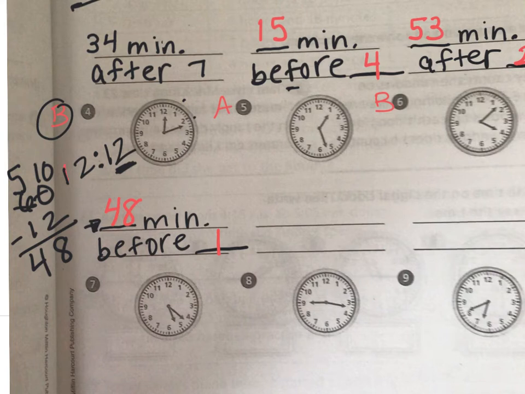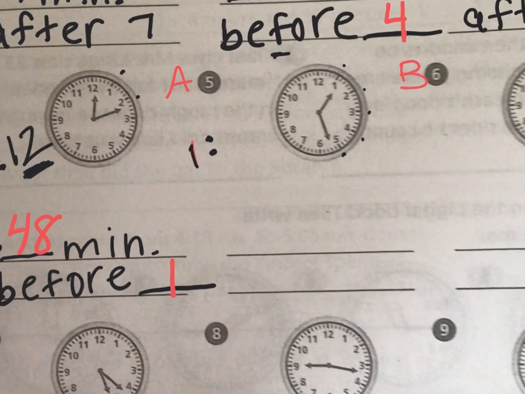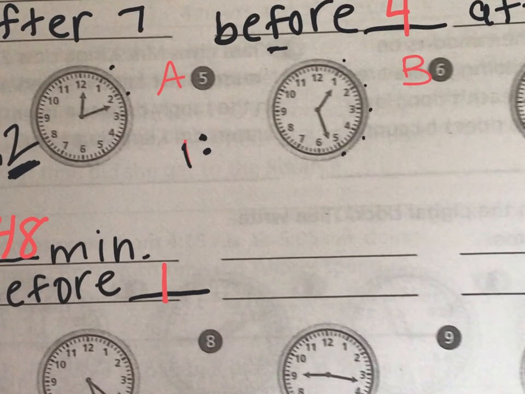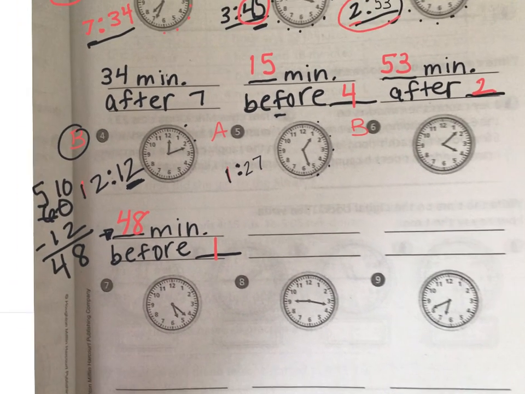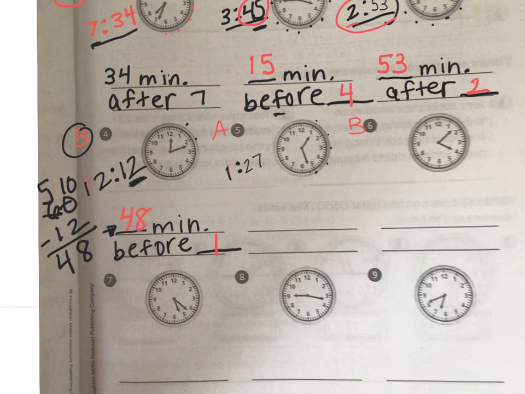Okay, did you say 1? Hopefully you did. All right, and then I have my minutes, so I'm going to count 5, 10, 15, 20, 25. If you zoom in really closely, it's 26, 27. So it is 1:27 for our time. Now this is an after one.